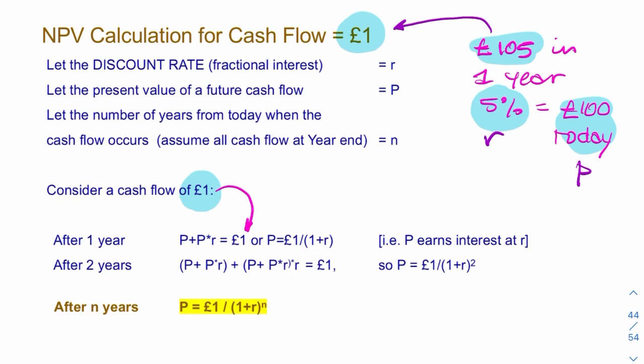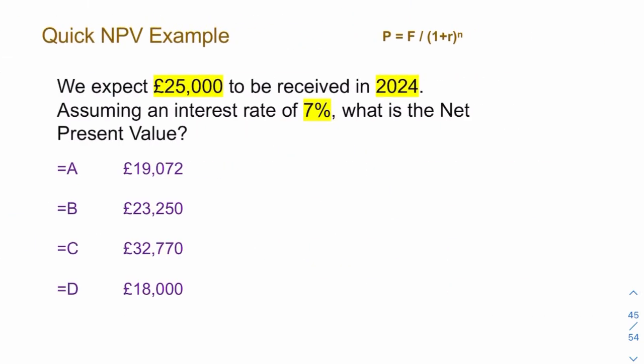So if you do the same for 2 years, you have that happening twice. And if you rearrange, solve for P, you come up with that. That's for £1. If it was for any other value, you'd simply multiply by that value, in this case 105. So this is my updated formula where instead of the 1, I've got F, which is my future value or future sum.